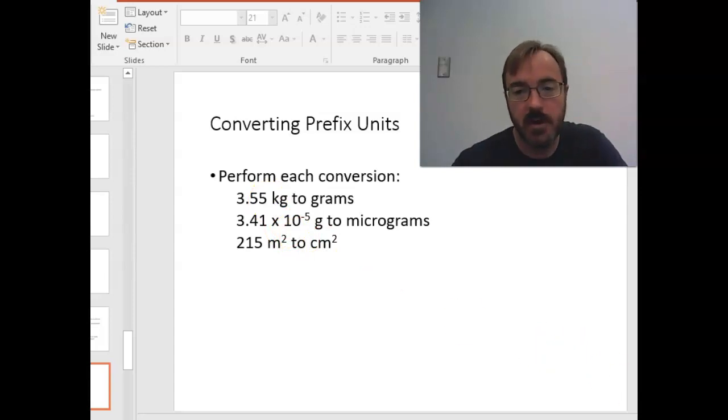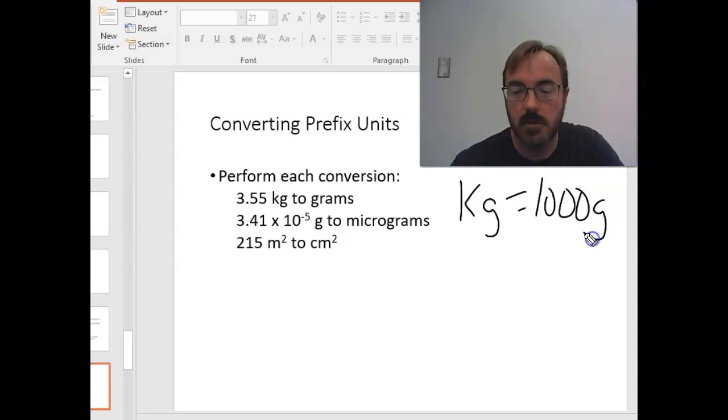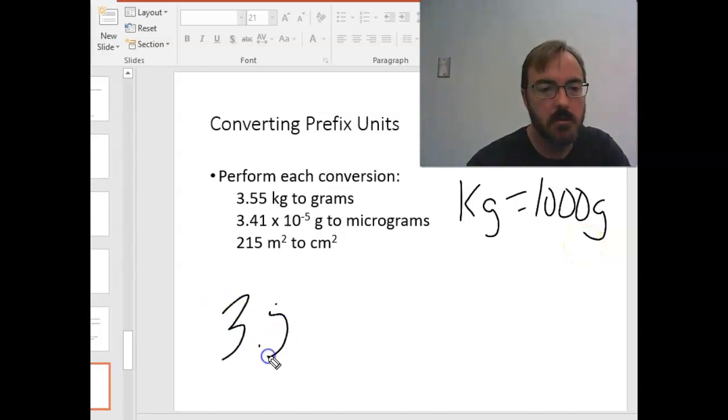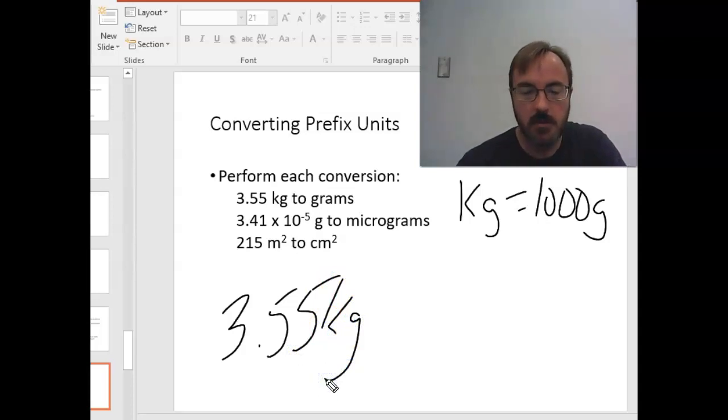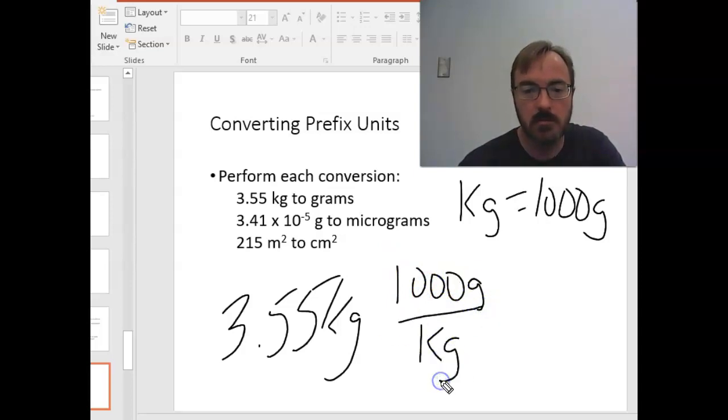Well, the conversion factor is kilogram is equal to 1,000 grams. Okay, so this determines my conversion, and I can just set it up, one on top or the other depending on which direction I'm going. In this case, we want to go from kilograms to grams. Forgive my handwriting there. So I'm going to use the one where it's 1,000 grams over kilograms, or 1,000 grams is equivalent to 1 kilogram.